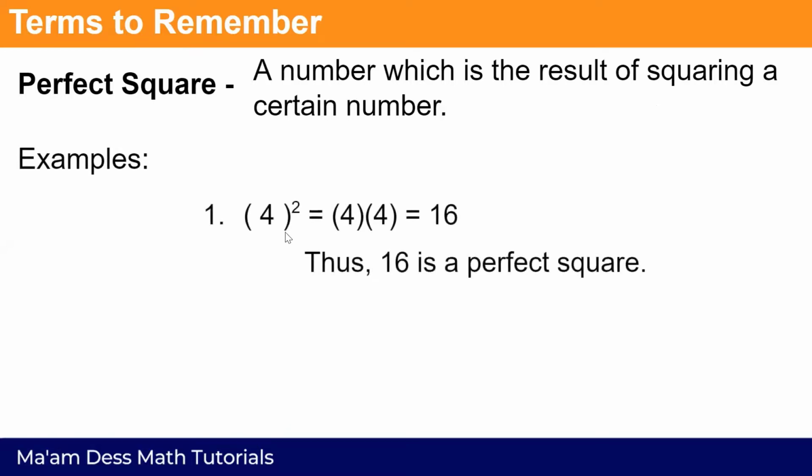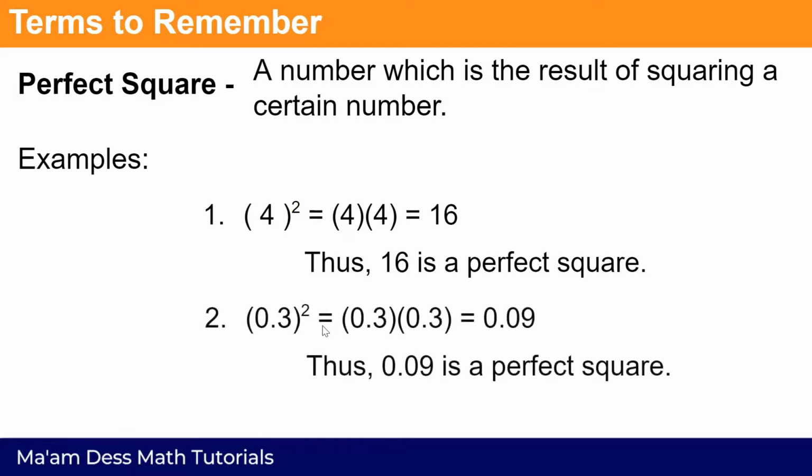Example, 4 squared. So, ang ibig sabihin po ng 4 squared ay 4 times 4. And then, alam natin na ang sagot ay 16. And then, ang 16 ay perfect square. Number 2, square of 3 tenths or 3 tenths squared. Ibig sabihin, 3 tenths times 3 tenths, ang answer po natin ay 9 hundredths. Ang 9 hundredths po ay perfect square.